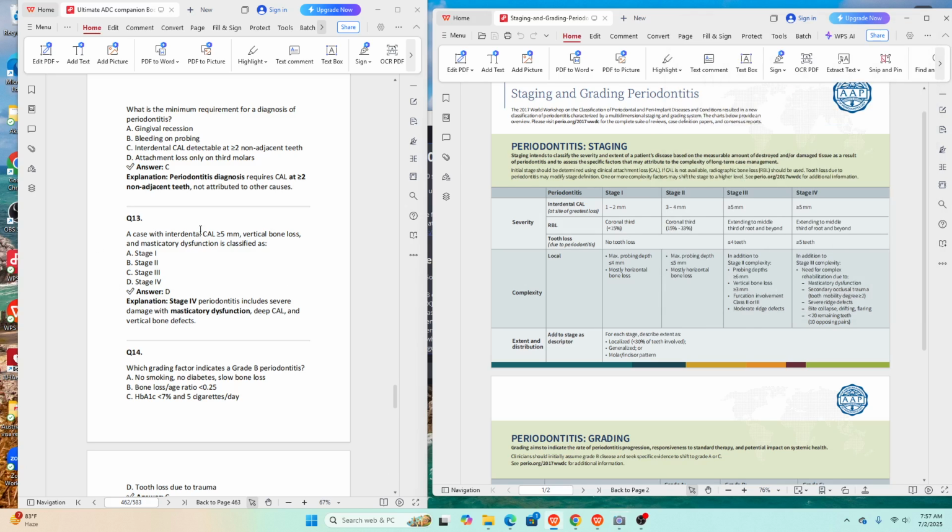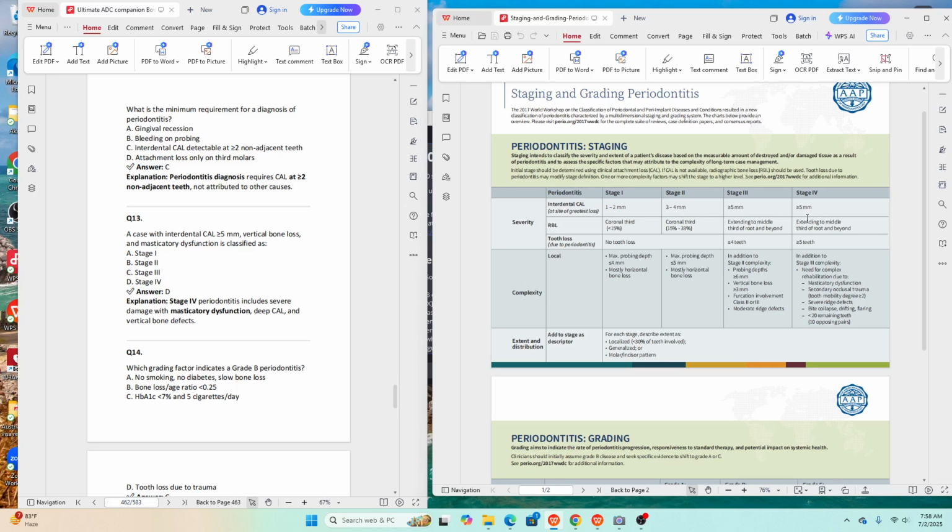Now, a case with interdental clinical attachment loss of more than 5 mm, and there is vertical bone loss and a masticatory dysfunction. Very good. Now again we go back to staging. What is the main difference between stage 3 and stage 4? Both of them involve clinical attachment loss of more than 5 mm. So that's a similarity. So I still cannot make out if it's stage 3 or stage 4.